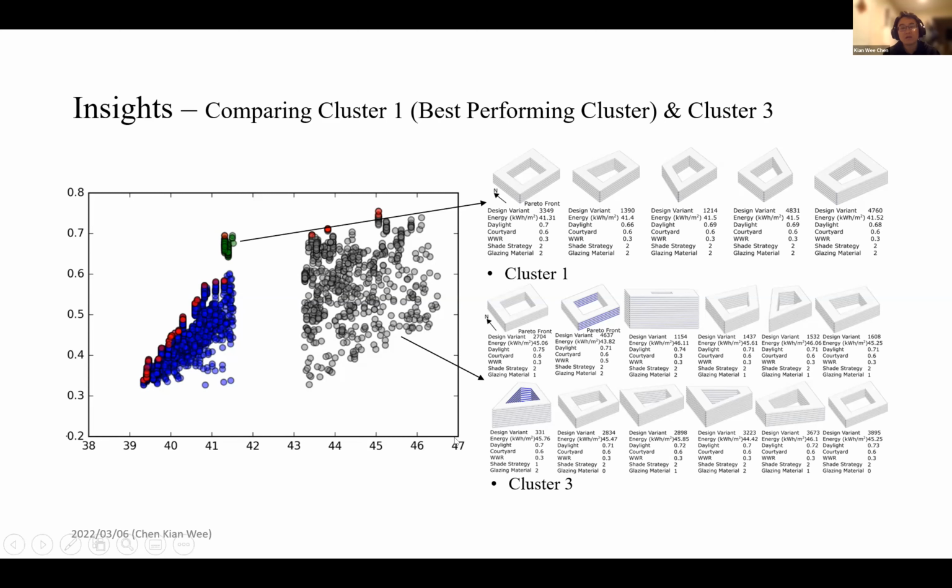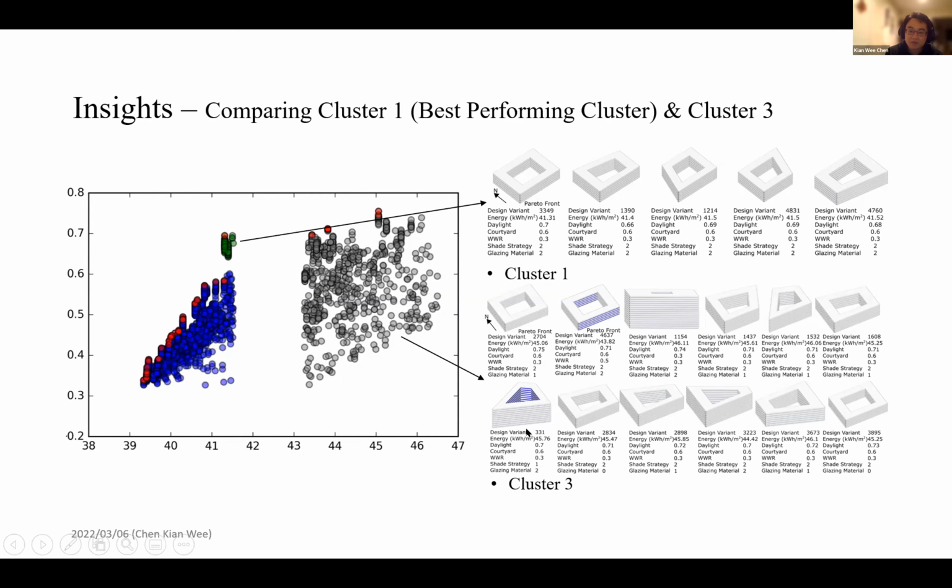If we look at cluster 3, we are sacrificing maybe not that much energy consumption, like 2-3 kilowatt hours per meter square. We can see more varied forms here now. We can see the same form here, but using not as good performing glazing material.